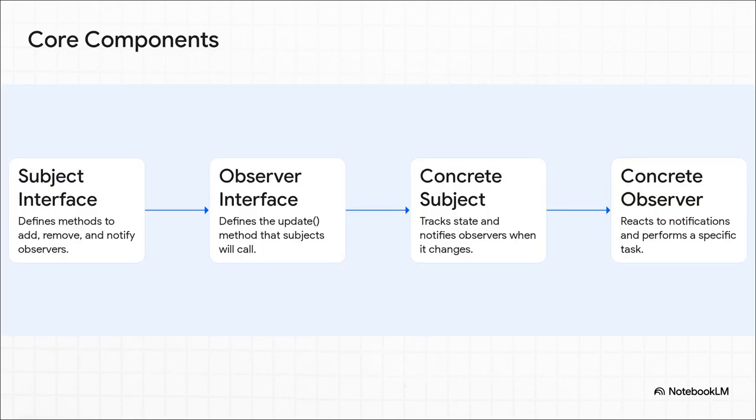Well, it's really just got 4 core pieces. You have a subject, that's the thing being watched, and you have the observers, the things doing the watching. They communicate through a very simple contract. When the subject changes, it just notifies any observer that has subscribed by calling a standard update method. It's a really clean separation of roles, and that's what makes the magic happen.